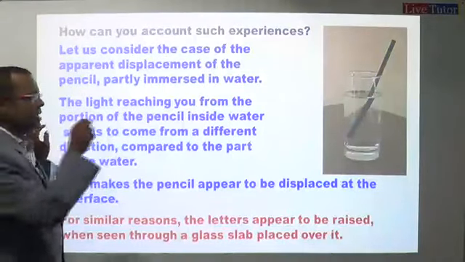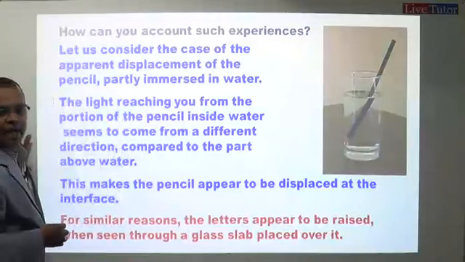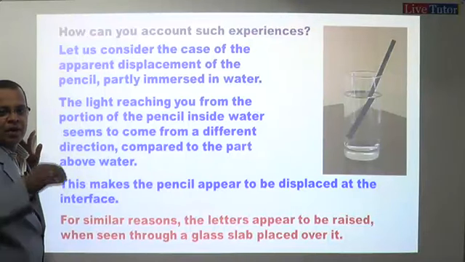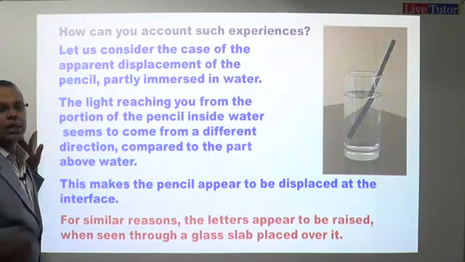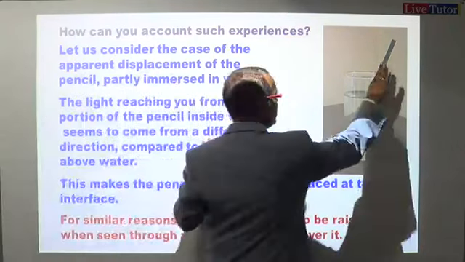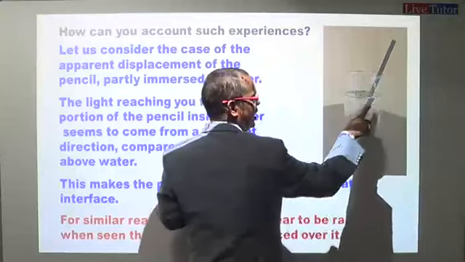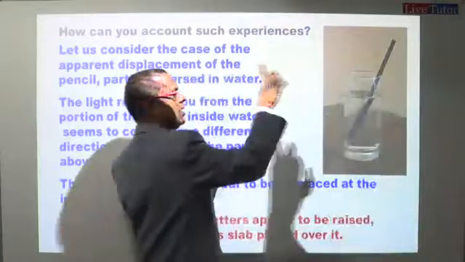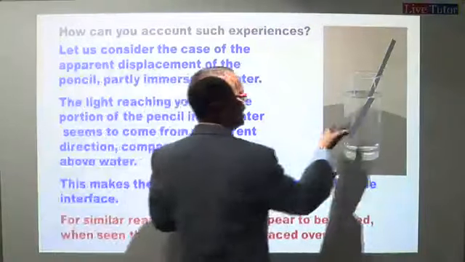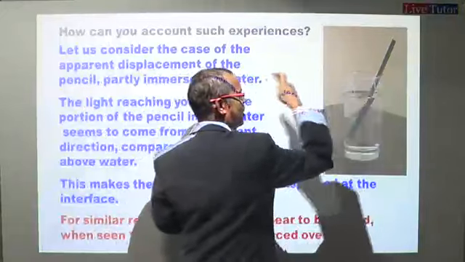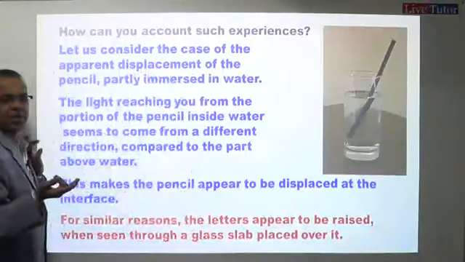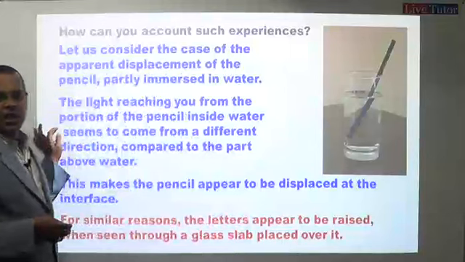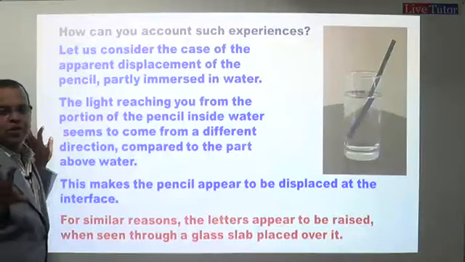Now here, when you are viewing from the side, the light reaching you from the portion of the pencil inside the water seems to come from a different direction compared to the part above that. The light is falling on the pencil outside the tumbler and inside the water. In both cases, the light falls, then reflects and reaches your eye. The ray reaching your eye from the water after reflection is in a different direction. This makes the pencil appear to be displaced.